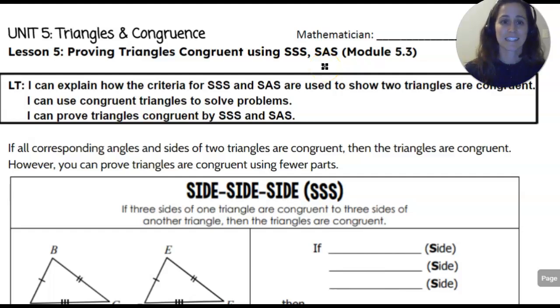Hi, we're going to take a look at lesson 5 of triangles and congruence. We're going to explain how to use SSS and SAS to show two triangles are congruent. We're going to use congruent triangles to solve problems and prove triangles congruent by SSS and SAS.